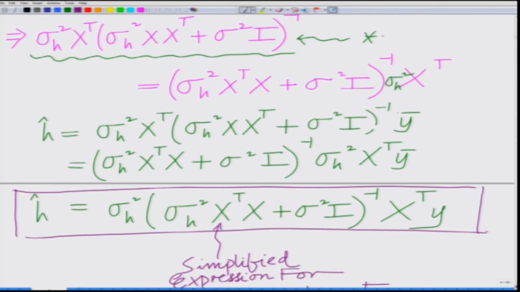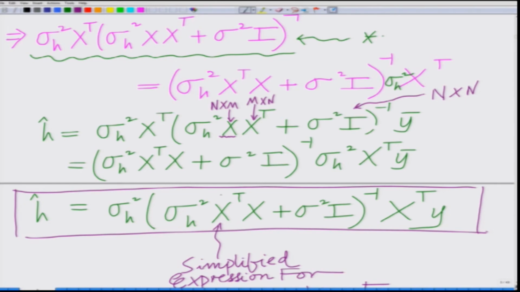Because look at this, if you look at the first expression, this expression x into x transpose. So, if you have x into x transpose, x is n cross m, x transpose is m cross n. As a result, this whole matrix will be n cross n. So, this x sigma h square x transpose plus sigma square identity is an n cross n. So, this is the inverse, we have to compute the inverse. In the first technique, we have to compute the inverse of an n cross n matrix.